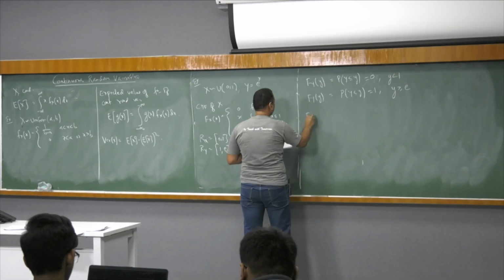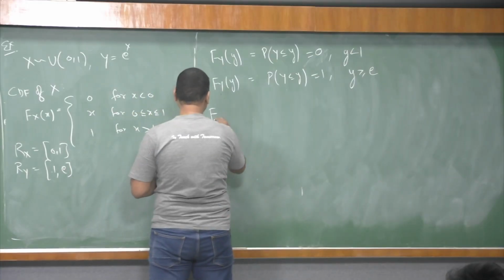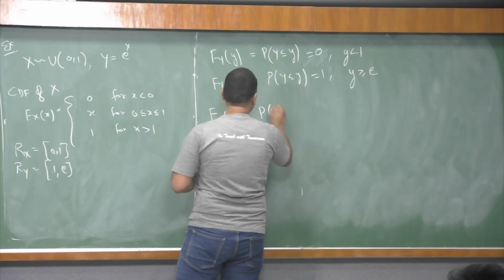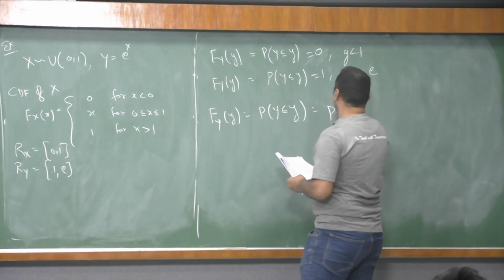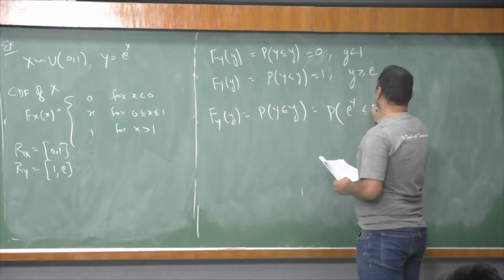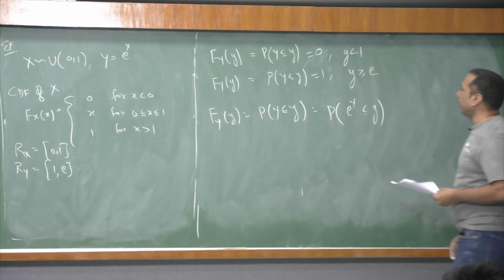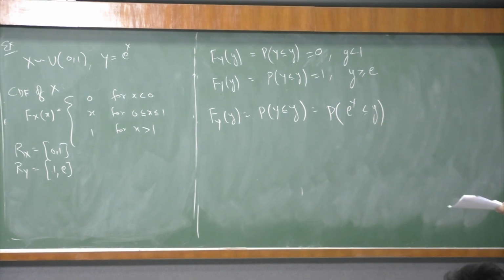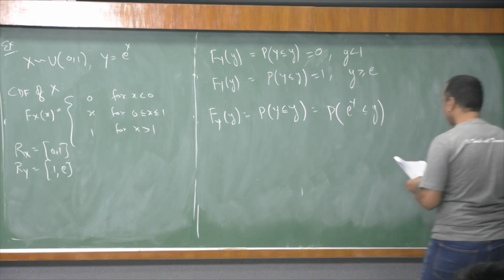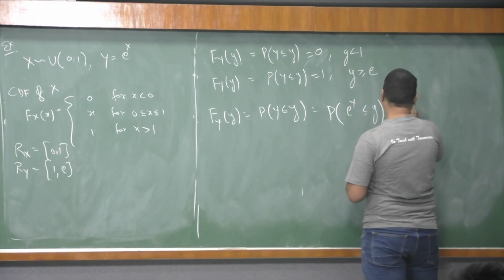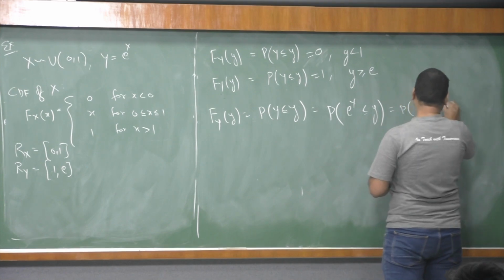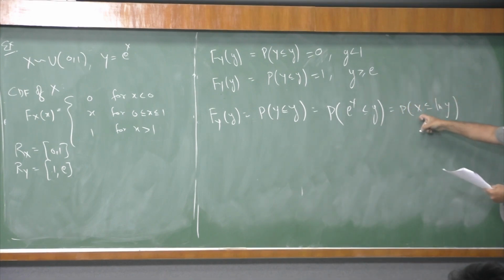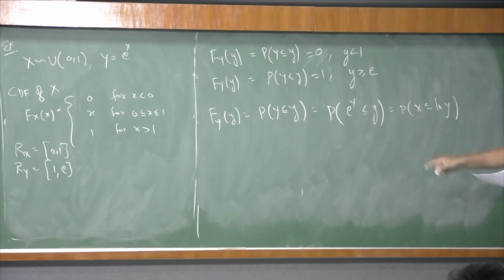So now in general, for the range of values between 1 and e, I have the probability Y less than or equal to y. Now substitute Y is e to the X less than or equal to y, and solve for x. So I take a log, then the probability of X less than or equal to ln y. And now you see, it is a problem on x now. So I'm allowed to use the CDF of x, which is listed here.